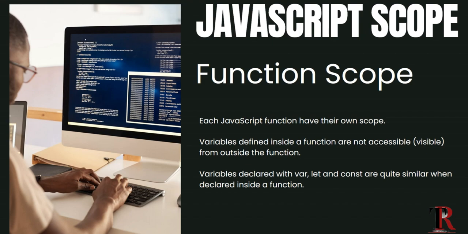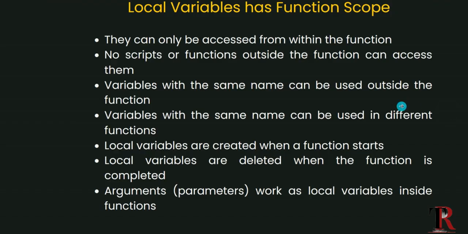Variables declared with var, let, and const are quite similar when declared inside a function. So regardless of the keyword that is used in declaring your variable, as long as it is within a function, they behave similarly, which means that calling them from outside will always give an error because they become inaccessible from outside. So this is how function scope works in JavaScript.